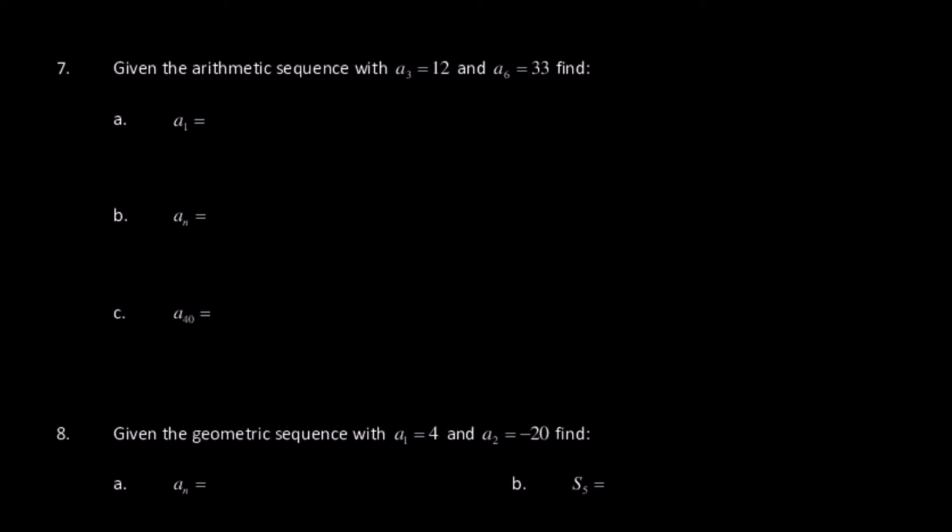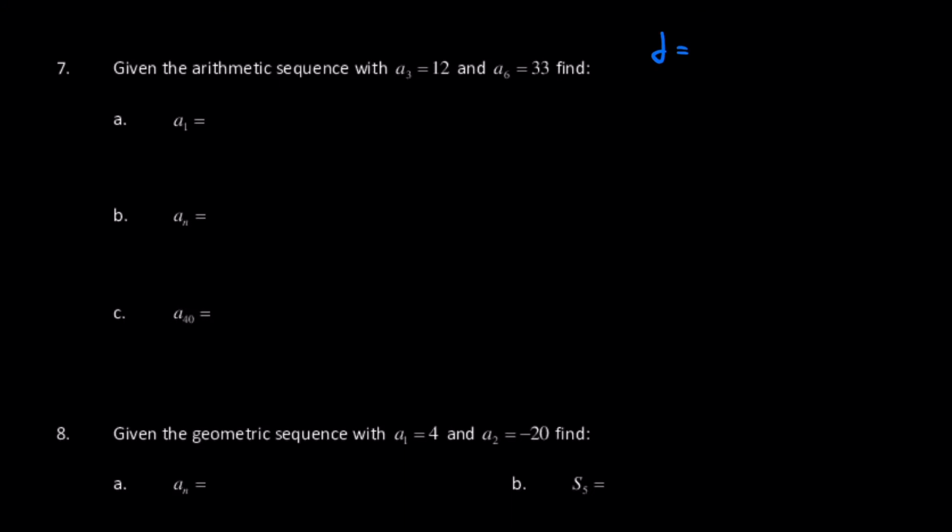In question number 7, we are given an arithmetic sequence. That's important. They have to tell you what type it is. Because we're given non-consecutive terms here. I need to find a sub 1, a sub n, and a sub 40. Notice those are not consecutive, so I can't just subtract those two to get d.